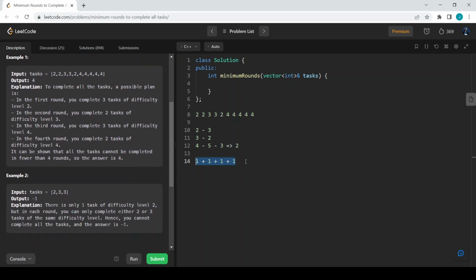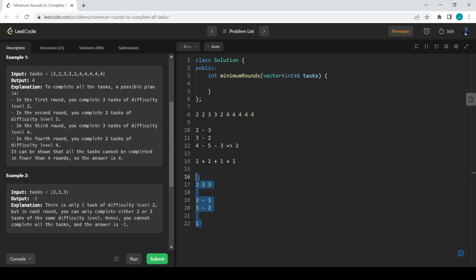Let us see example 2 as well. In example 2, the tasks are 2, 3, and 3. The frequency of 2 is 1, and the frequency of 3 is 2. So we can take one round to complete the tasks with difficulty level 3. But we cannot complete the task with difficulty 2 at all, because there is only one task, and our requirement is that we can complete either two or three tasks in one round. So we return -1.